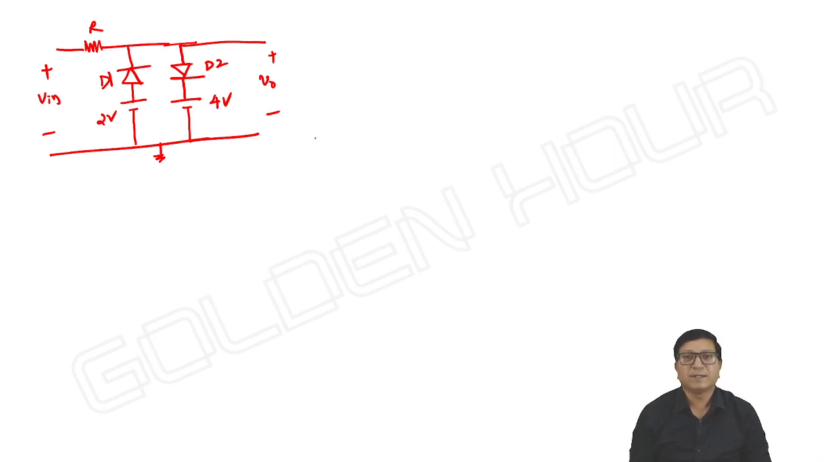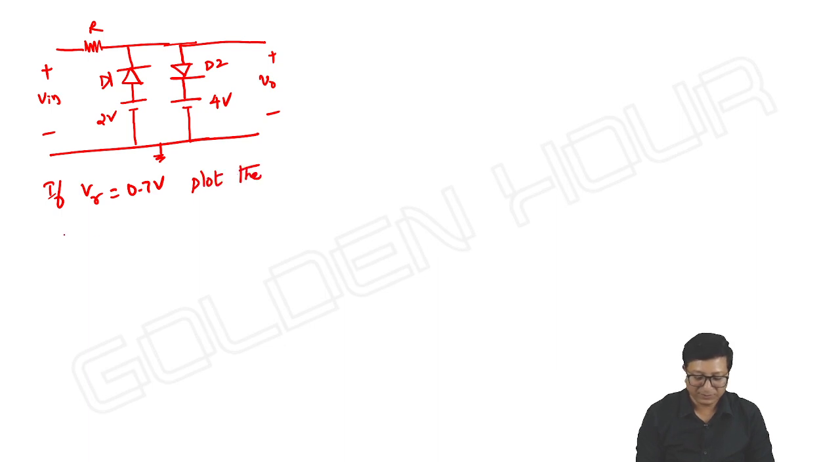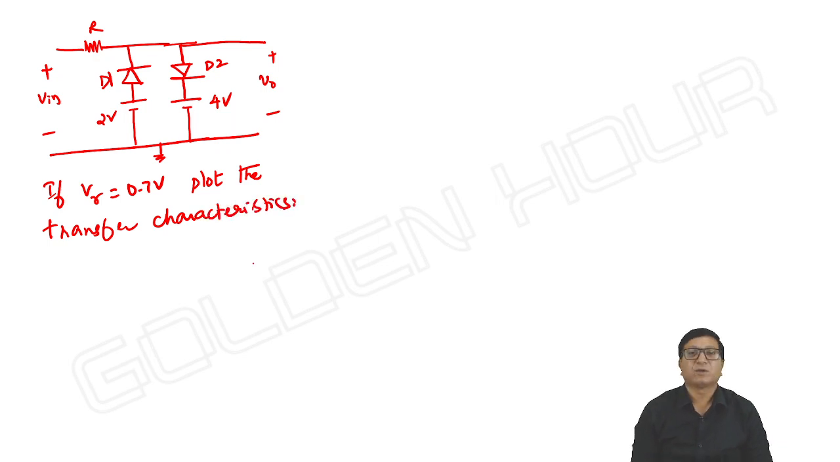Let us consider the same two diode clipper in which the diode forward voltage V gamma is given. Suppose V gamma is equal to 0.7 volts. Then plot the transfer characteristics. How do we do this? The same procedure, everything remains the same. Just we change the input from negative peak to positive peak.